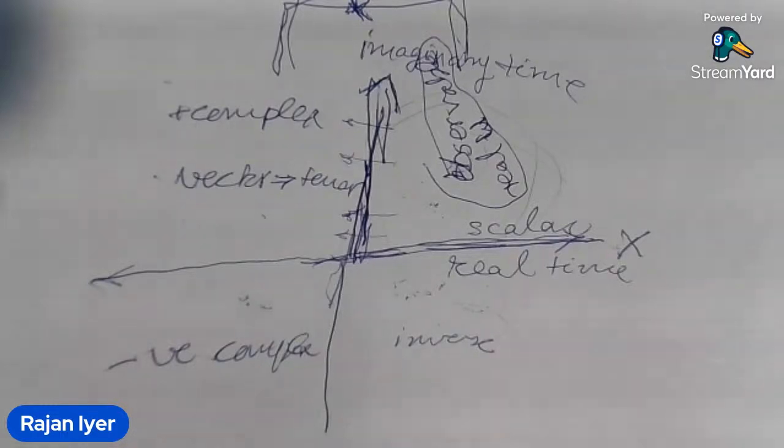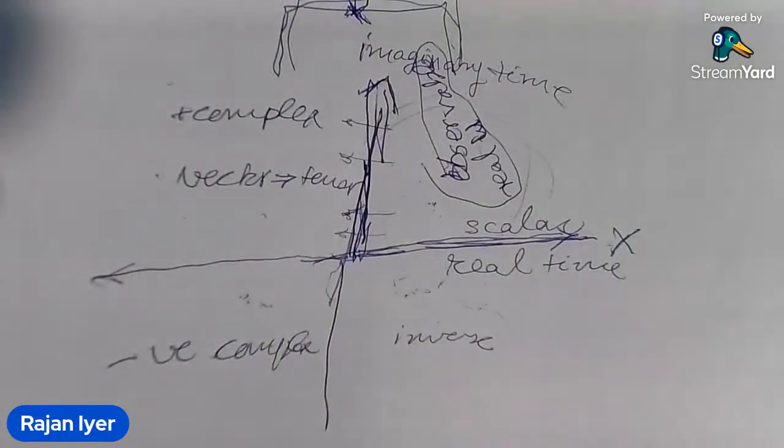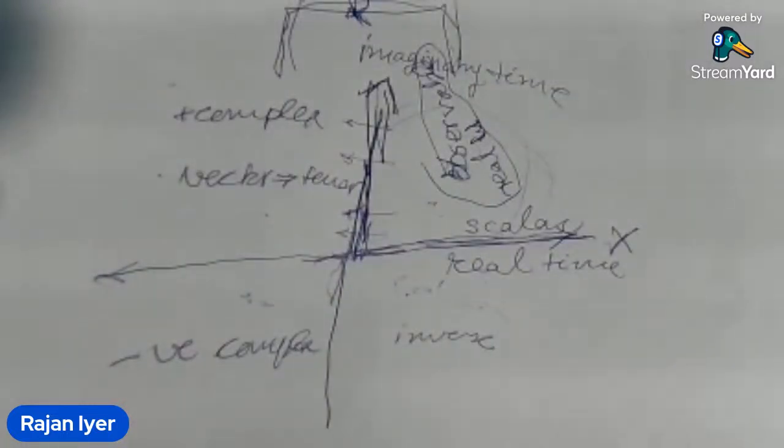So it doesn't matter if you're in backwards real time, forwards imaginary time. When it's a complex number, it doesn't care about what's backwards and what's forwards. There is no order. So all of the four quadrants there are identical.